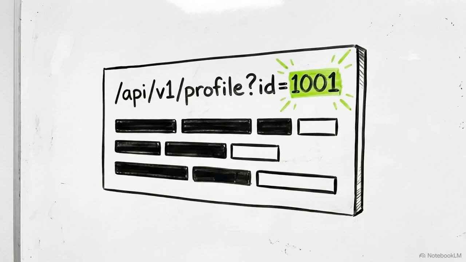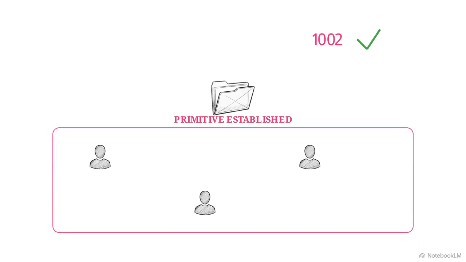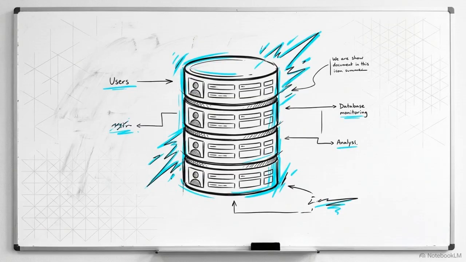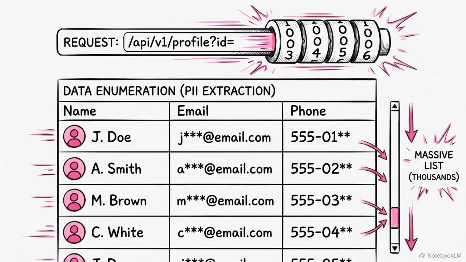This image illustrates our baseline scenario. It shows an intercepted HTTP GET request pointing to an API endpoint with the user identifier 1001. If you alter that identifier to 1002 and the server returns a lateral peer's private data, you have established your primitive. This moves us into Tier 1 of the matrix, data enumeration.